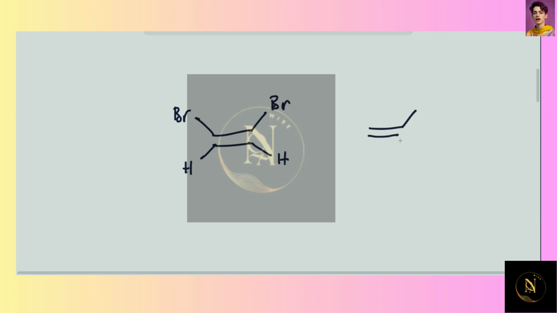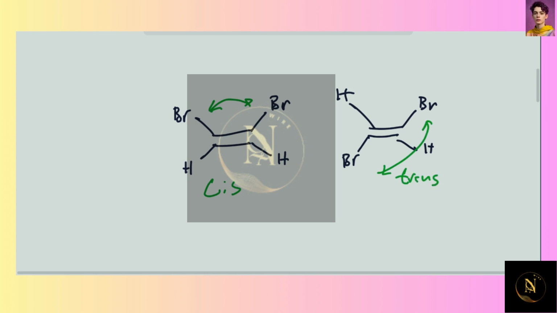Or you can end up with bromine down here, for example, bromine up here, and then hydrogen here and hydrogen here. And so this would be the cis, as in they're on the same side, and this would be the trans, because they're on opposite sides. So the answer is yes.